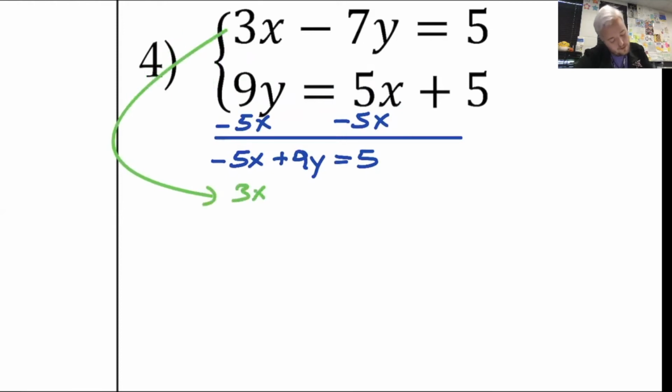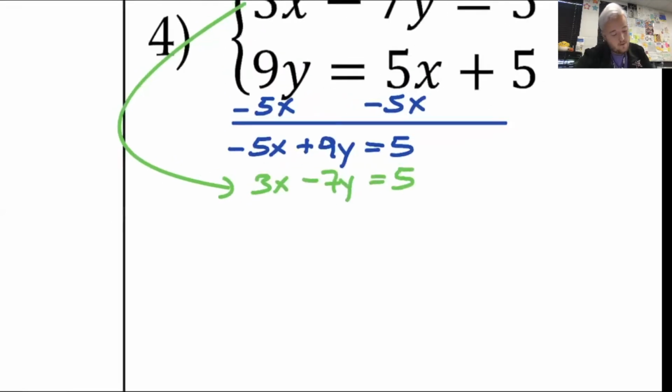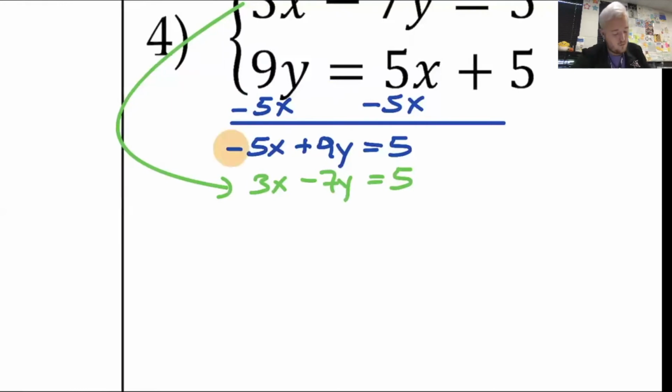So 3x minus 7y equals 5. Now, if you notice, we don't have any zero pairs, but see how we have opposite signs? That's at least a good sign for us. So we have the x's that are opposite signs and the y's that are opposite signs.